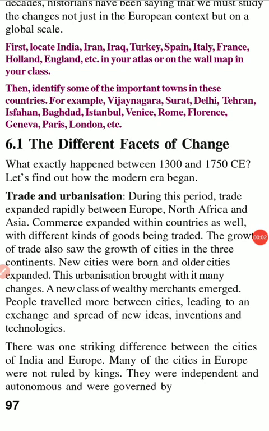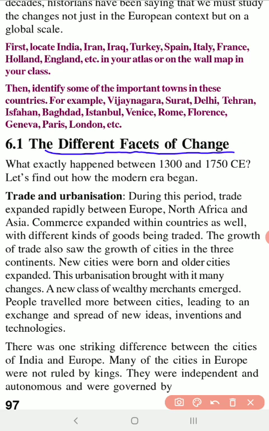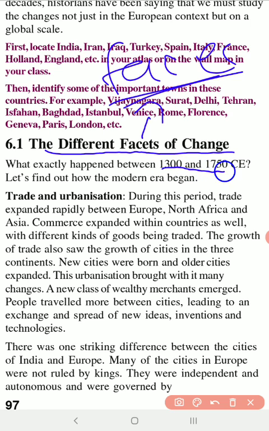Now we will move on to the second important section of our lesson, the different facets of change. Facet means, let us say, phase. Okay, phase, it means phase. Okay, how the changes took place. Now, what exactly happened between 1300 to 1750 CE, Common Era? Okay, so how did this change take place?